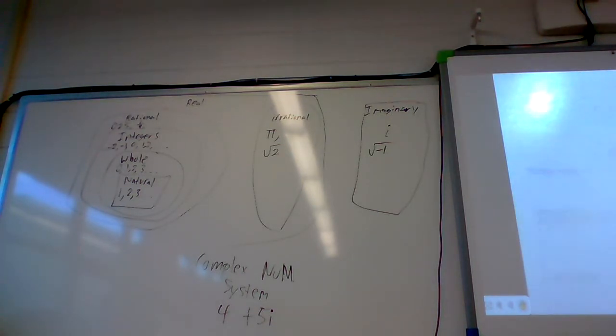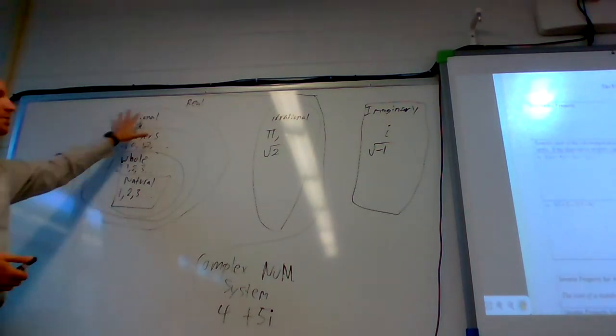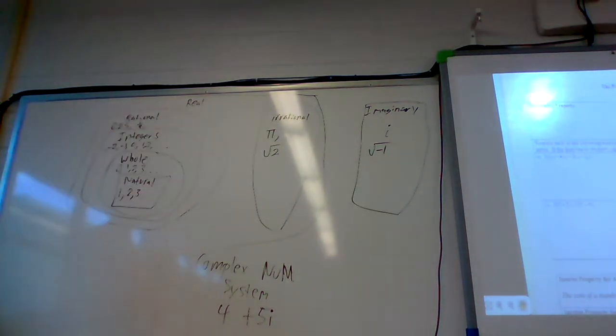Going on over to the next page, we're going to look at some properties of our real number system. We're not dealing with imaginary, we're not dealing with the whole complex number system, just the real numbers. So we have our distributive property.